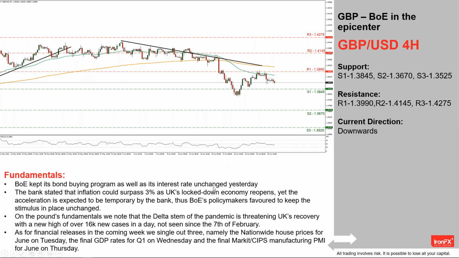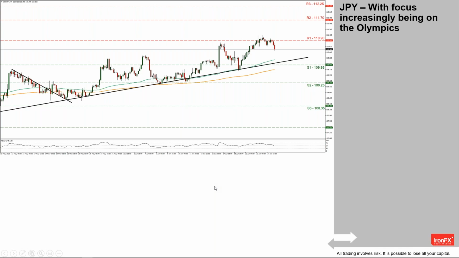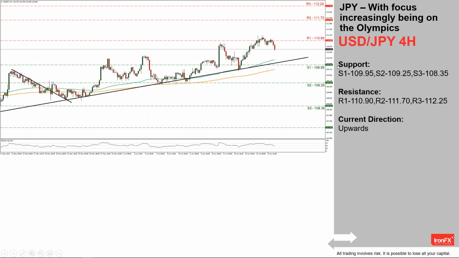Moving now to the Japanese yen, and this would be USDJPY for our chart. Note the clear upward trend line, which is being maintained throughout the past few months from the pair, despite even some weakening over the past day. Now, important levels to keep an eye out would be the 110.90, which tended to cap the price action of the pair in the past 2 days. Higher than that would be the 111.70 and even higher the 112.25.